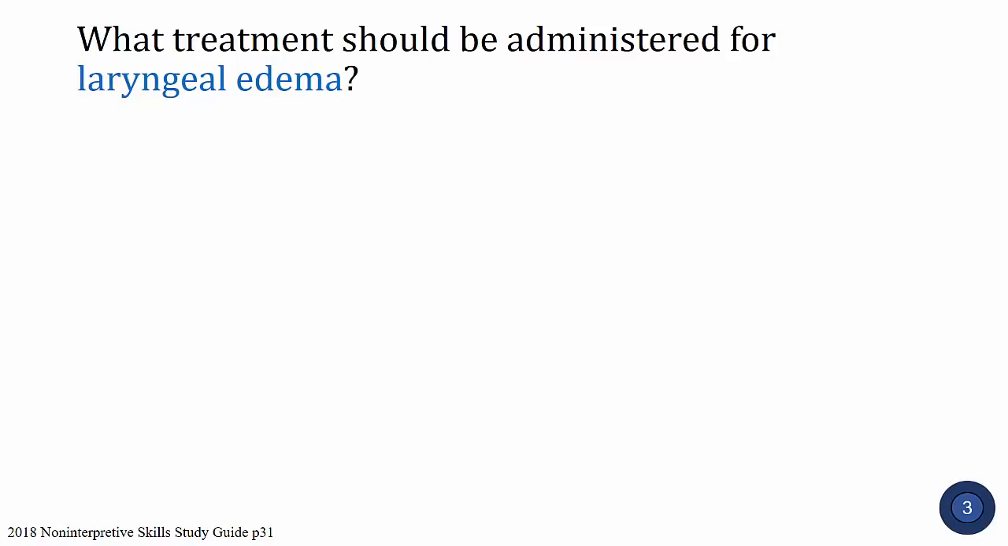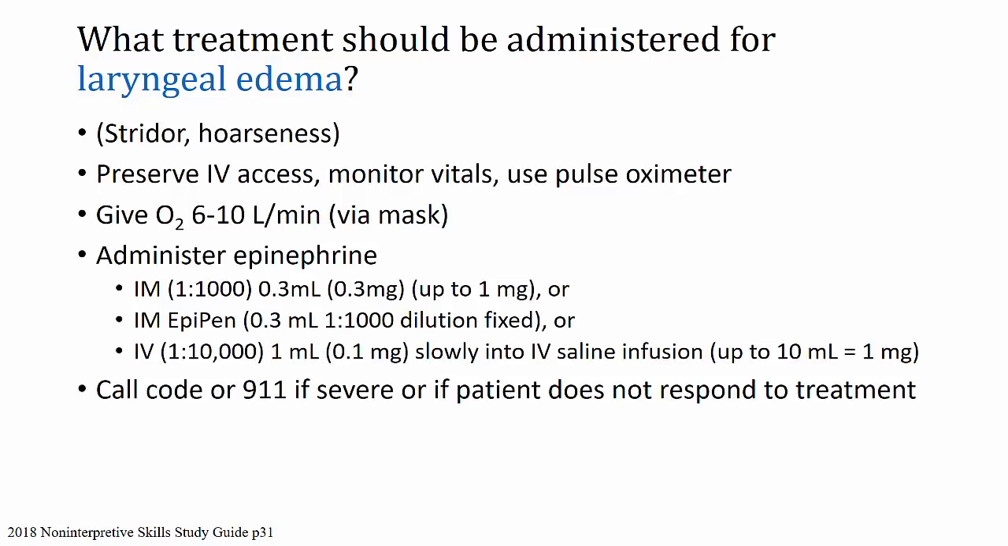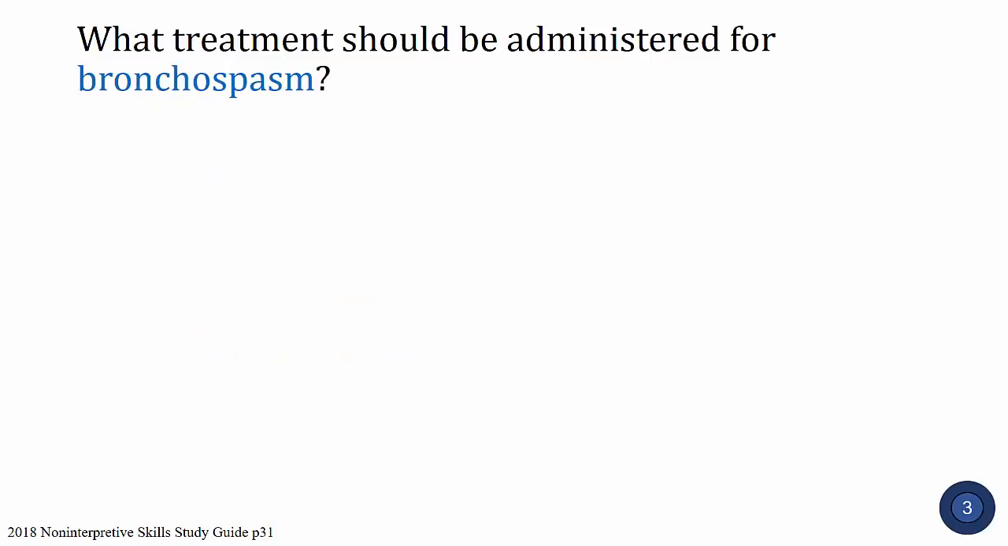Next question. What treatment should be administered for laryngeal edema? So with laryngeal edema, you're going to witness stridor or hoarseness. And again, preserve IV access, monitor vitals, use a pulse oximeter, get oxygen on board, and we administer epinephrine, again, at these doses that are shown. And this is when you want to have a low threshold to go ahead and call a code or 911 if it's severe or if the patient doesn't respond to treatment. Again, you don't want to mess around with this one.